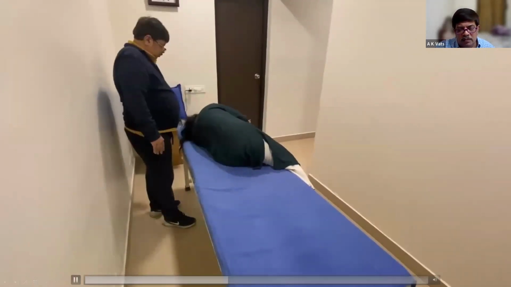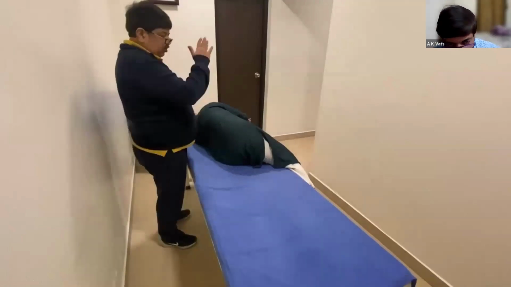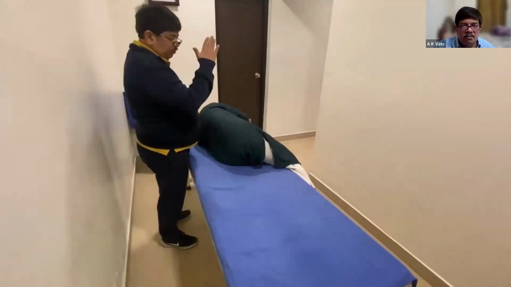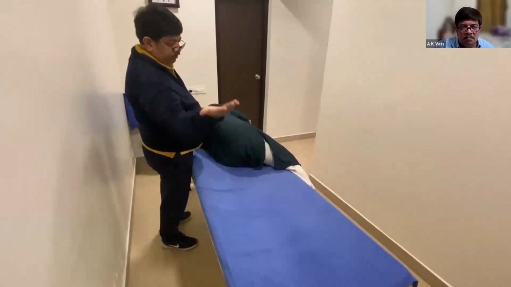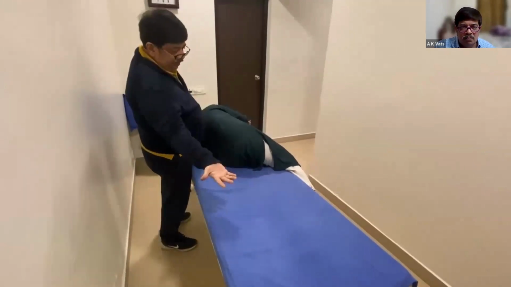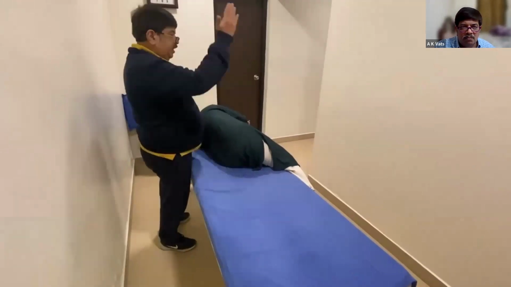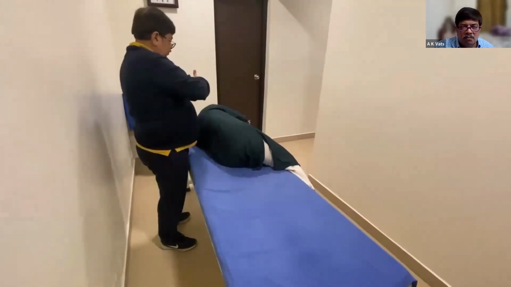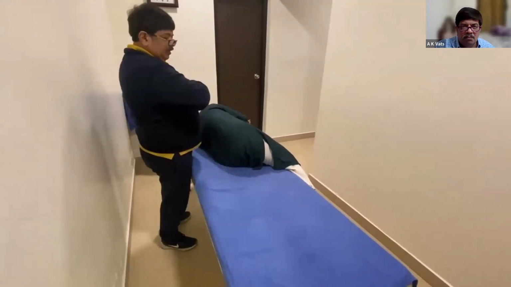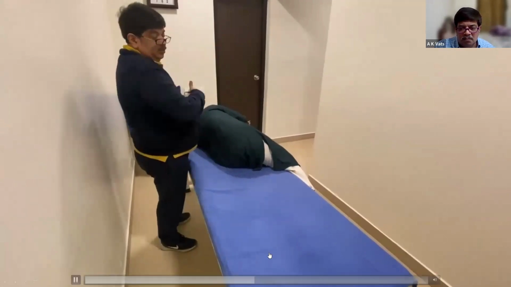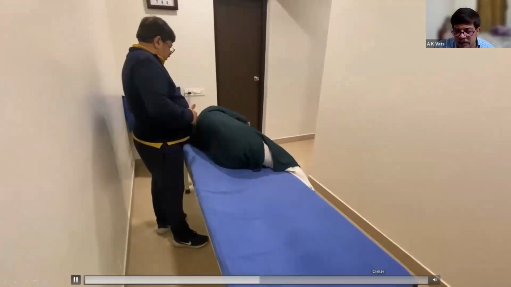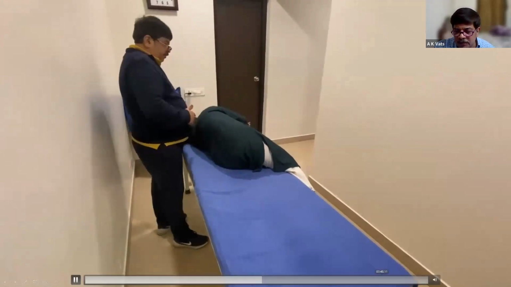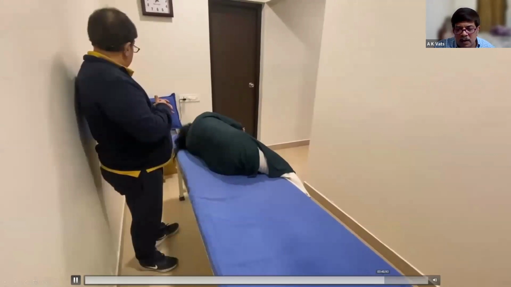So it is called the modified Semont maneuver because only half of the Semont is being done. The original Semont maneuver described by Semont for posterior semicircular canal BPPV takes the patient through a 180 degree sweep, and now we are taking only a 90 degree sweep. So this is the modified Semont. It's going to finish now in less than a minute.